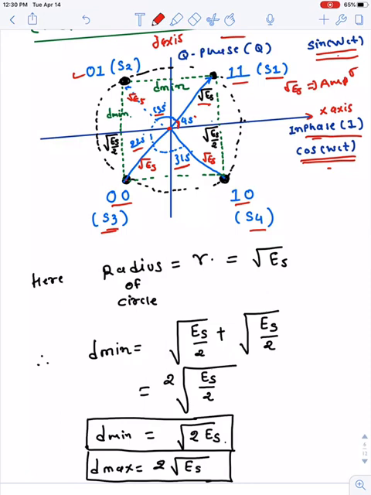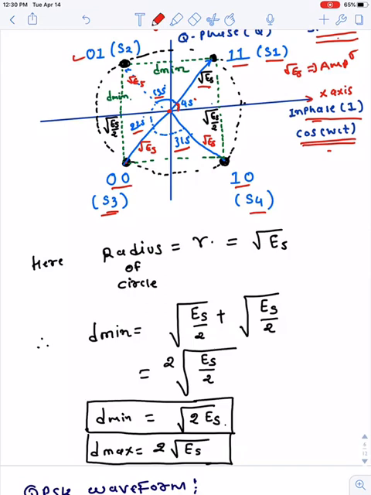The distance will be maintained the same as in the earlier case. The minimum distance is the distance between the symbols S1 and S2. Here we will use trigonometry. This is the symbol S2, there is S3, and there is the origin. This is the square root Es, and this is the middle point. This distance is known as the minimum distance between two neighboring symbols. Suppose this is dx. So d minimum is defined by 2dx. We first find dx, and then double it, which is equivalent to the minimum distance between two symbols.